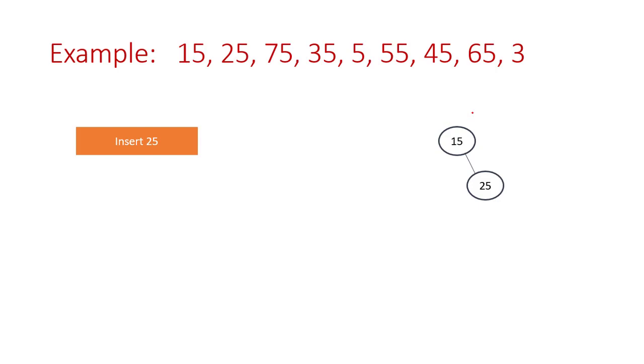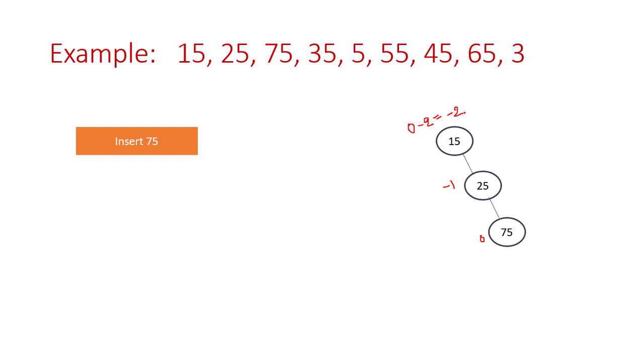The next element is 75. Insert 75. 75 is greater than 15 and greater than 25. We have inserted 75 as the right child of 25. Now check the balance factor of all the nodes. The balance factor of 75 is 0 because it is a leaf node. The balance factor of 25 is 0 minus 1, that is -1. For 15, the height of the left subtree is 0 minus the height of the right subtree, which is 2. Totally the balance factor is -2. -2 is not acceptable in the AVL tree.